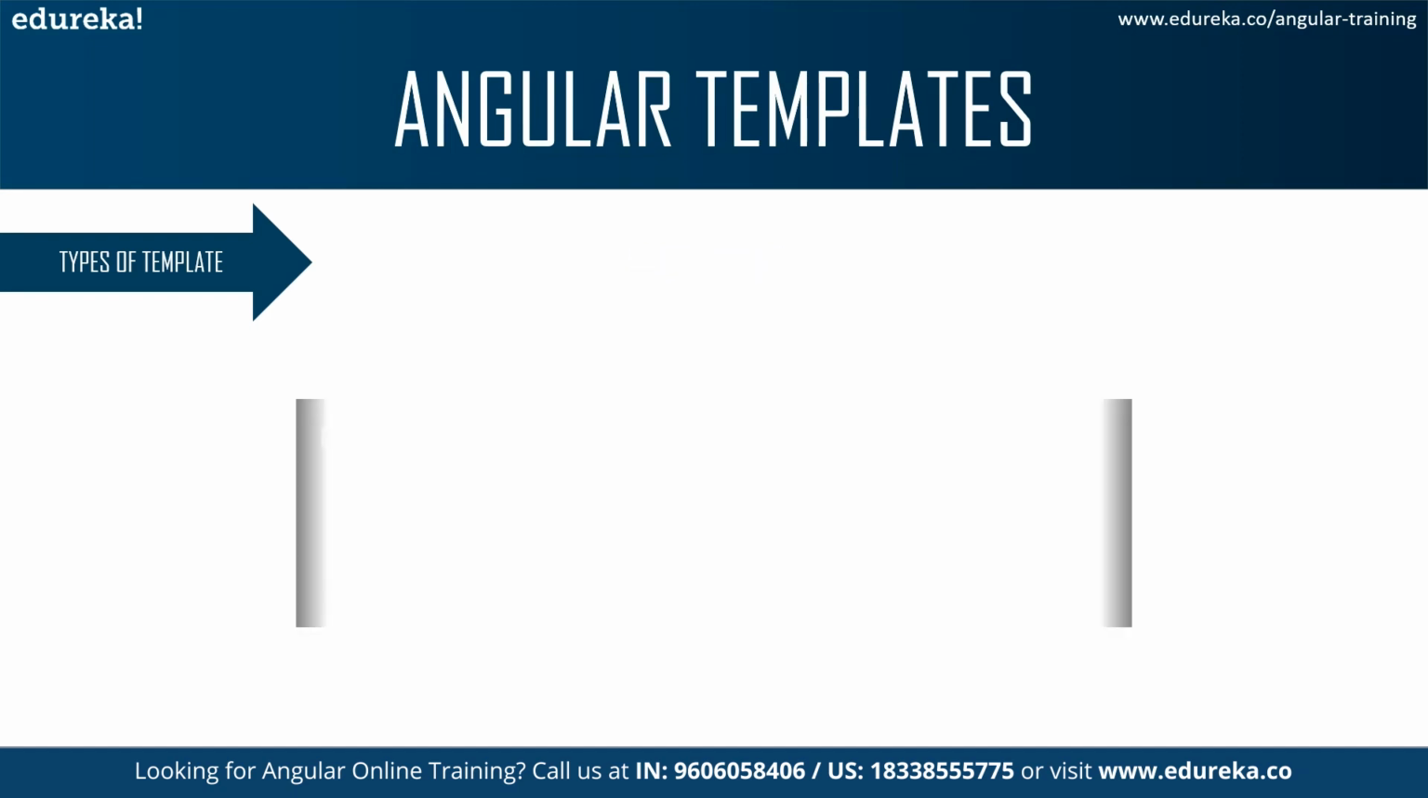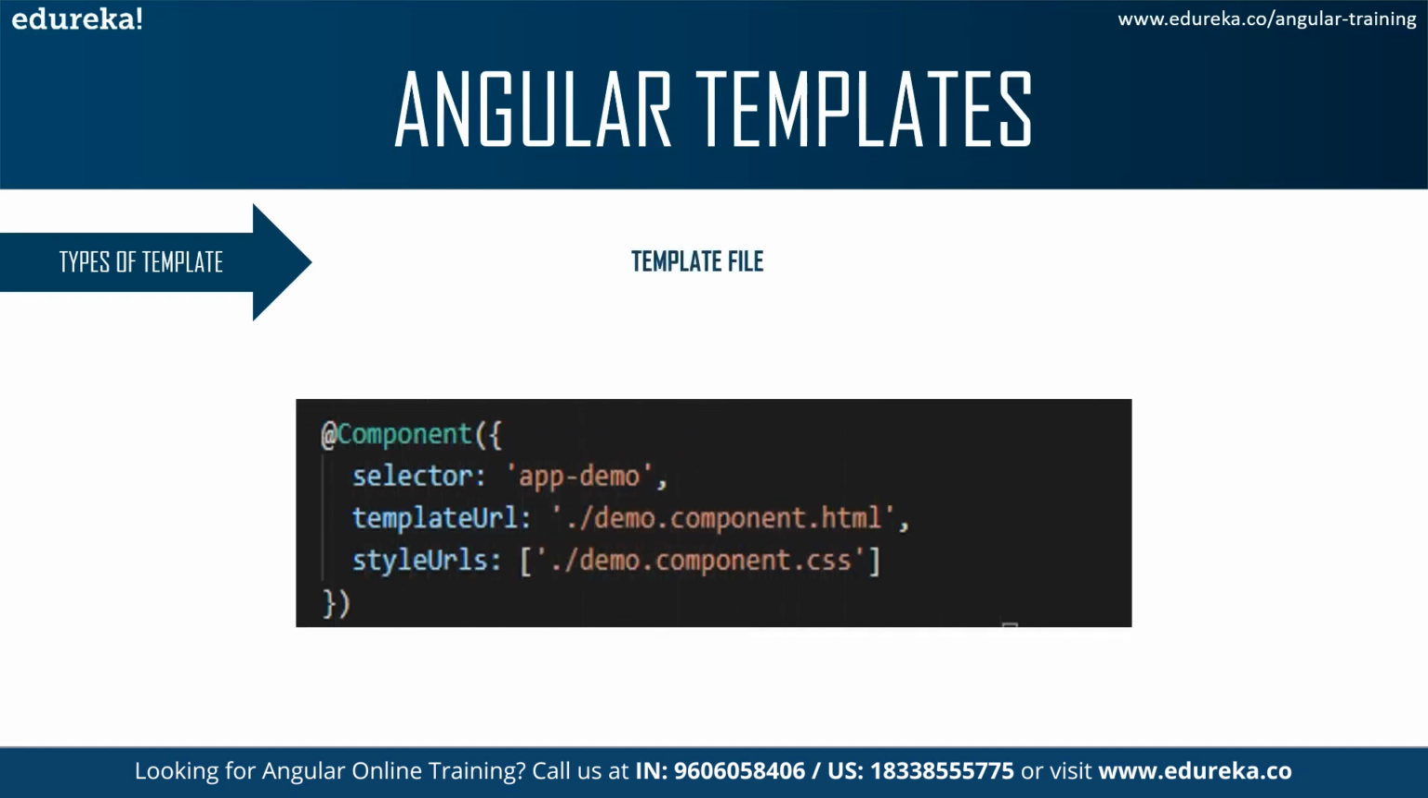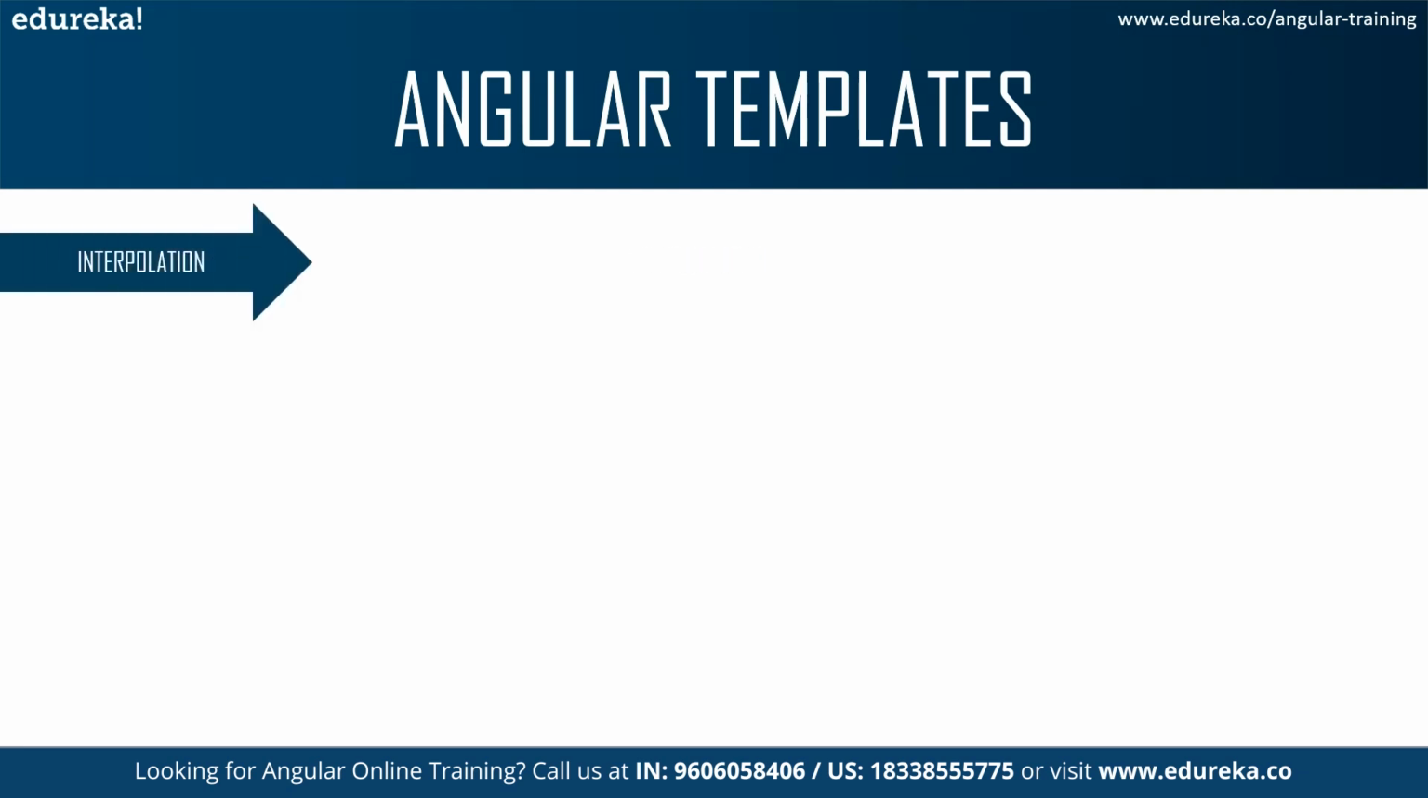Next one is the template file. As the name suggests, you're adding an HTML file into your templateUrl. If you have noticed, there is a small selector difference here. Here, you call it by the name templateUrl, and in inline, you call it by just the name template. Now, the next thing is interpolation.